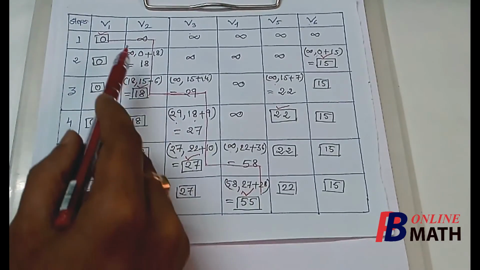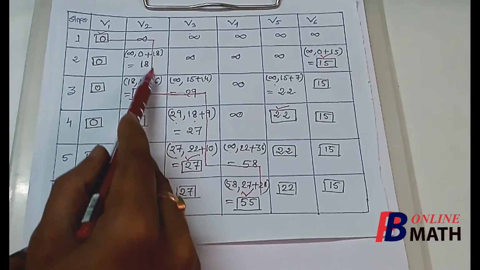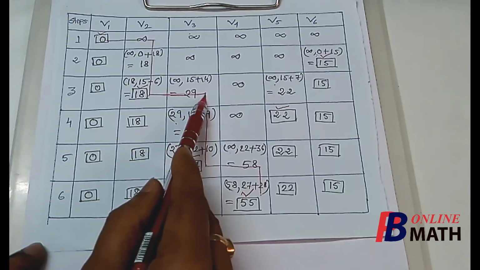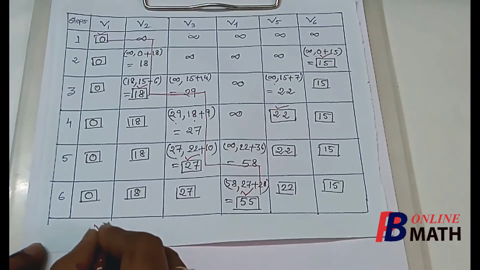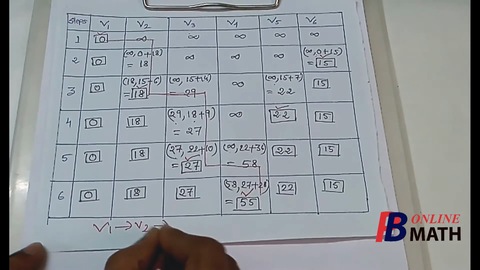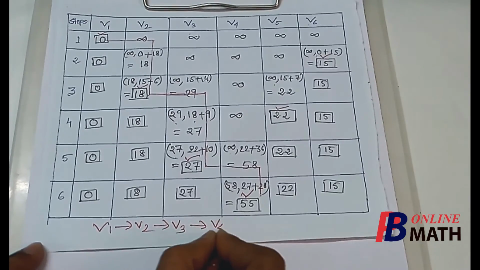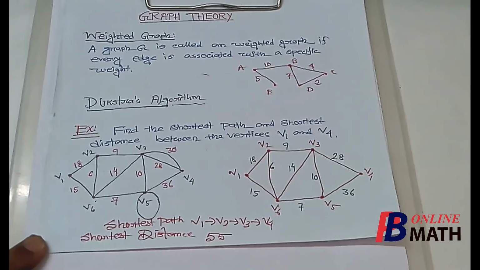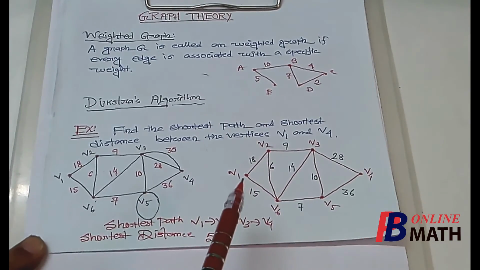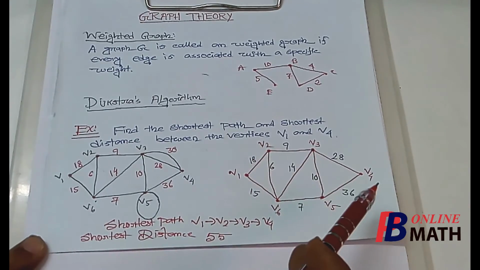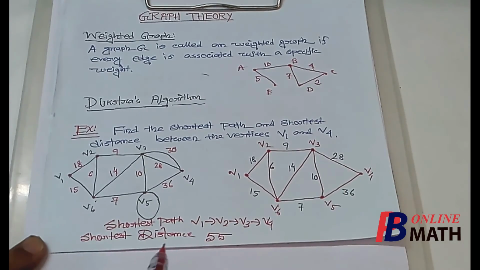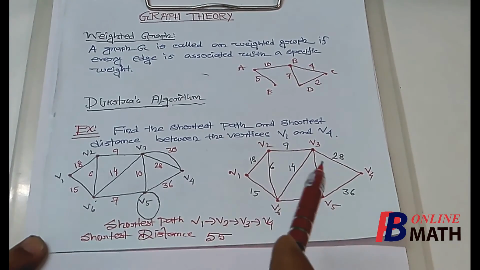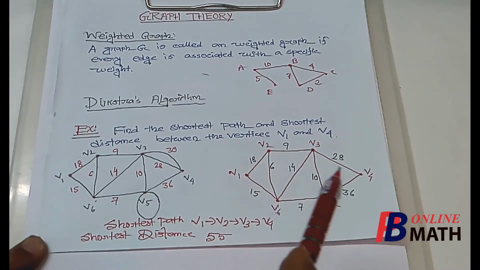Now the path is like that, from V1 to V2, and then from V2 to V3, and then from V3 to V4. So we find that this is the shortest path from V1 to V2 to V3 to V4. This is the shortest path between V1 and V4, and the corresponding shortest distance is 55. So if we add these three weights, we shall find this is 55.